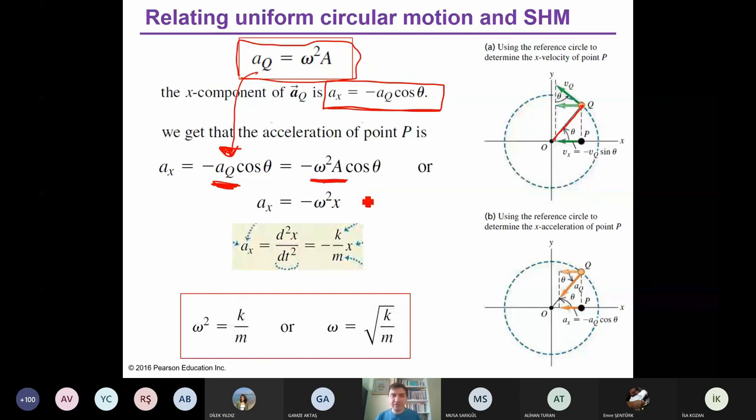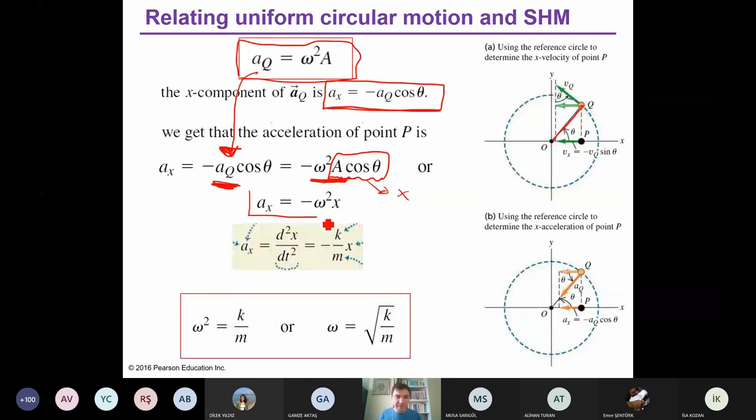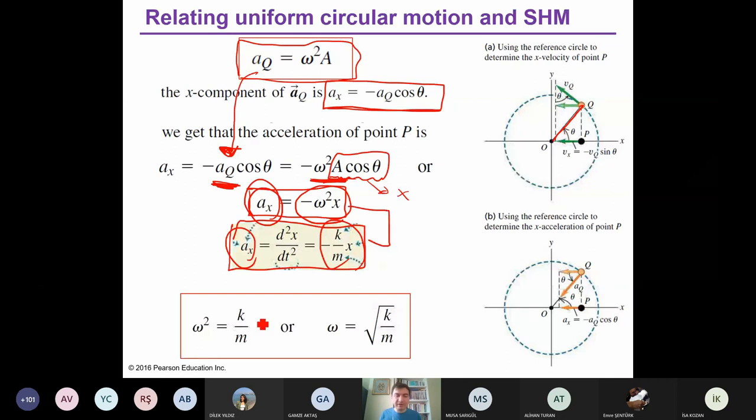Then here I have A times cosine theta. What is this? A times cosine theta. This is the X, okay? This is the X displacement. So instead of A times cosine theta, you can write X, then the X component of the acceleration is given with minus omega squared times X. Remember that in the previous transparencies, we have calculated this AX in this form. We have minus K over M times X. So here we have AX. Here we have AX. So by using these two expressions, you can get a relation between omega squared and K, between omega squared and M, or you can get this expression.